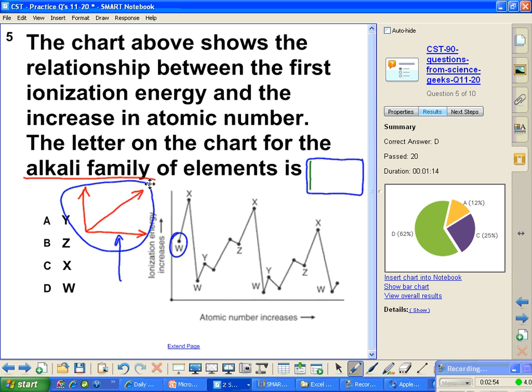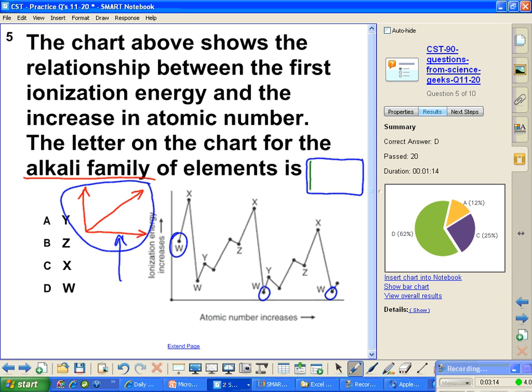Okay, trends are just that. They're trends. They're not precise. As you can see, this one here is a little bit higher than this one, which is not according to the trend. But the trend gets us to the right part of the chart. Am I making sense here? Okay, that's how to do this one.